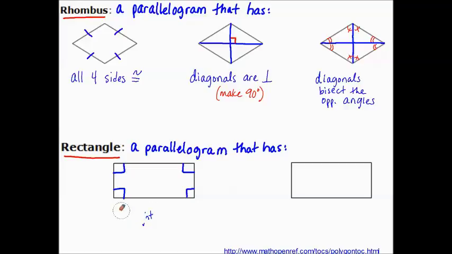You know what? I'm not just going to say 4 right angles. I'm going to say all 4 right angles. Okay, so all of the angles are 90 degrees. They are all congruent. So all 4 sides are congruent, makes a rhombus. All 4 angles congruent makes a rectangle. One or the other. Either it's a rhombus or it's a rectangle.